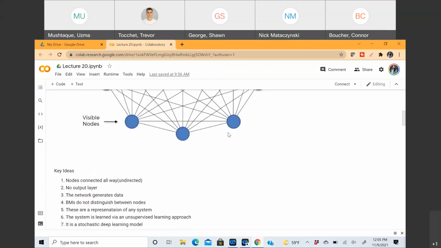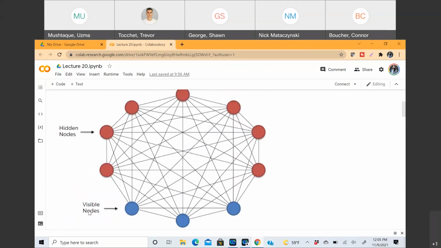Okay, so if this is an undirected graph, you can see there are some visible nodes and some hidden nodes, but you don't see any output coming out of this. So maybe you're thinking that there is some information that I'm feeding in through the visible nodes or the input layer, and then there are some hidden nodes where maybe I'm doing some computation, right? Then what is the output that's going out of this? Well, actually, there is no output that goes out of this.